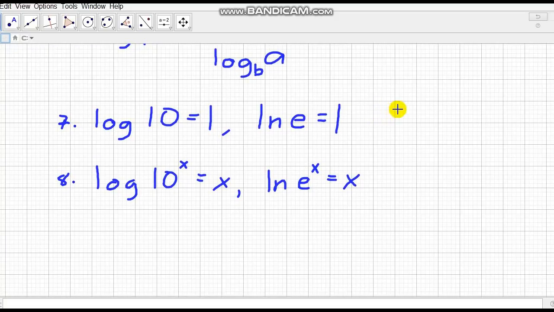So these are the properties that we can use in order to solve for the values involving logarithmic equations. Be familiar with this because these properties will be applied in our next lessons to come.